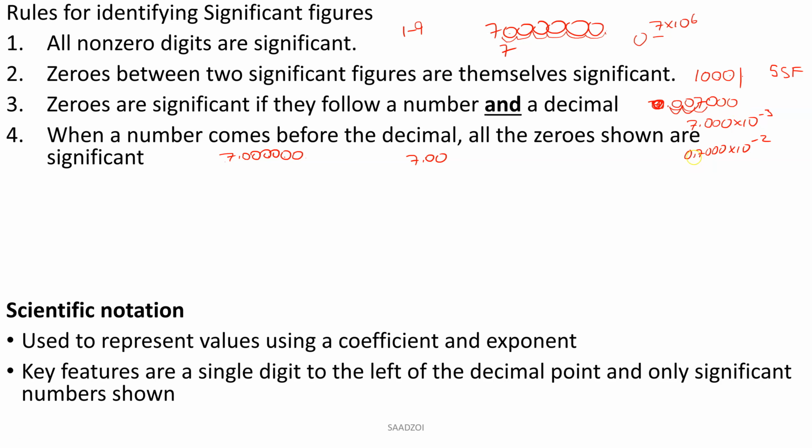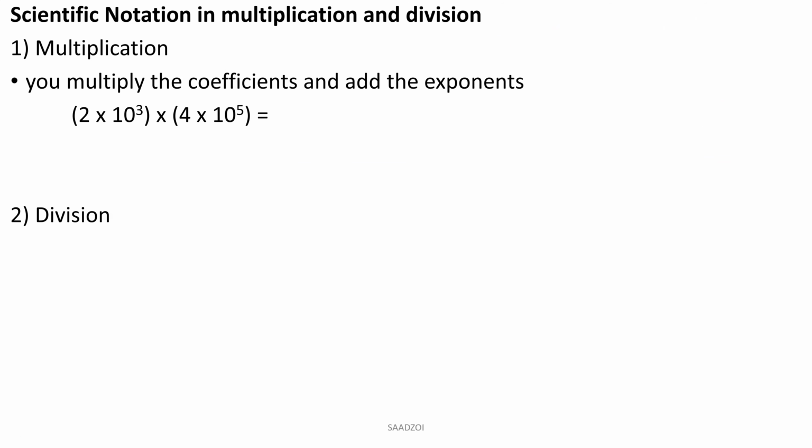You'd be wrong. You cannot have a number to the left of the decimal point that is not 1 through 9. So this value has to be 1 through 9. Zeros are not accepted. All right, scientific notation, multiplication, division. Multiplication, so what do you do? You multiply the coefficients together, which would be 2 times 4. That's simply 8. And then you add the exponents. So it'd be 8 times 10 to the 3 plus 5, 10 to the 8th power.